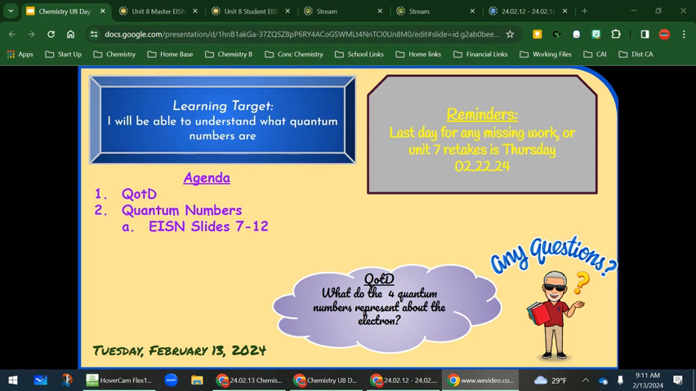Good morning, ladies and gentlemen. How are we doing today? Good, wonderful, awesome, excellent, ladies and gentlemen. Take out your computers, get logged in. While you are doing that, what do the 4 quantum numbers represent about an electron, ladies and gentlemen? That's our question of the day. That's what we're going to answer in just a moment.